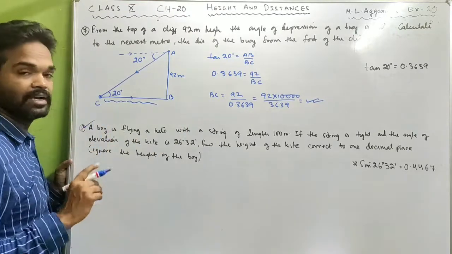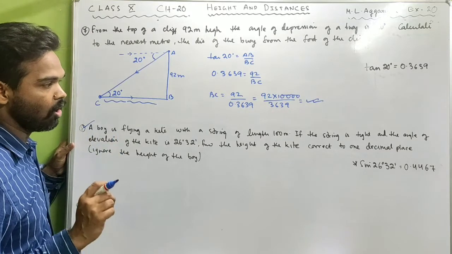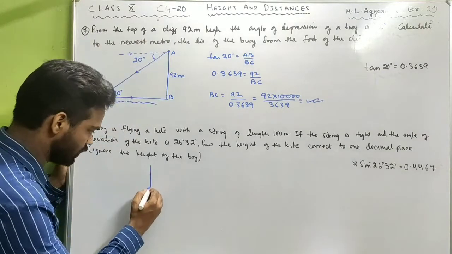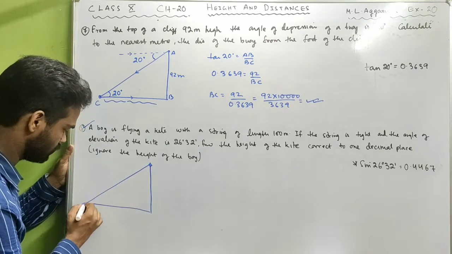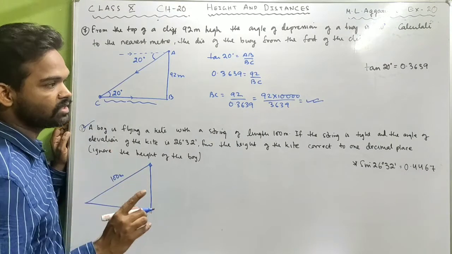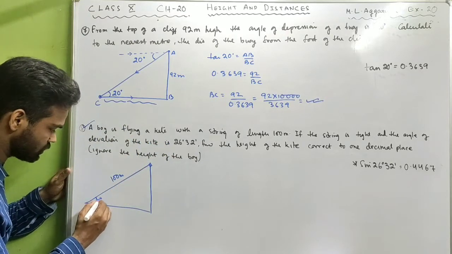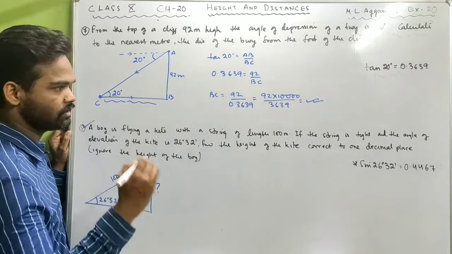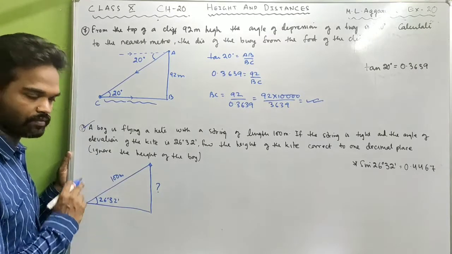Now, number 8. A boy is flying a kite with a string of length 100 meter. So, suppose I draw the diagram, isn't it? There's the kite, okay? The boy is flying the kite and the length of the string is 100 meter. If the string is tight and the angle of elevation of the kite is 26 degree 32 minutes. So this is the angle of elevation. Find the height of the kite correct to 1 decimal place. Ignore the height of the boy. See, I've ignored the height of the boy.